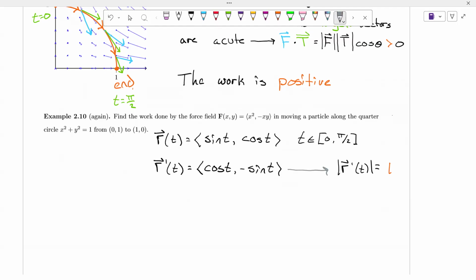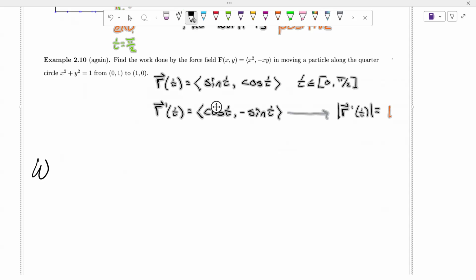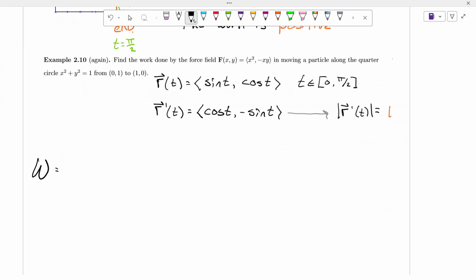Right, because that's how we've been doing it so far, was calculating a derivative and then getting the magnitude of that derivative. So maybe I just did it because it seemed like fun. And I now want to do a part over here. I'm looking for the work done. So the work, capital W, is going to be the integral of F dot dr over my curve C, which for us is going to look like the following.